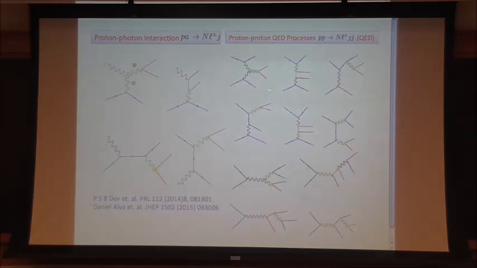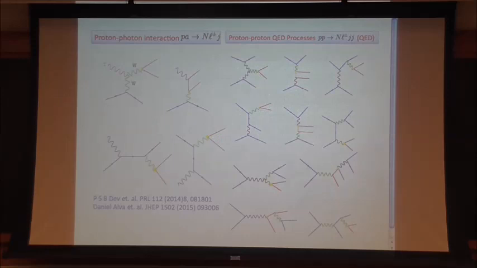One is called the proton-photon interaction. It is also called the elastic and inelastic. What is called the elastic process? The elastic process is something like the proton is going and it radiates a photon, and then that photon interacts with another proton.